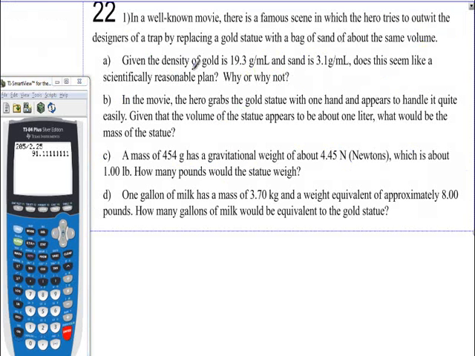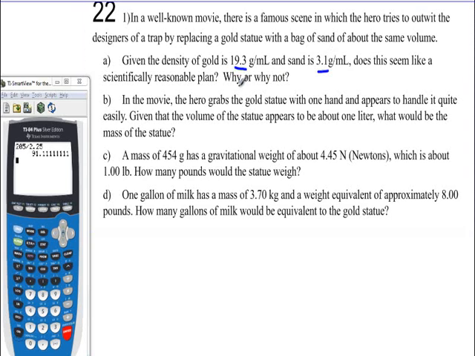22. In a well-known movie, there is a famous scene in which the hero tries to outwit the designers of a trap by using a gold statue with a bag of sand of about the same volume. Given the density is 19.3 grams per milliliter and sand is 3.1 grams per milliliter, does this seem like a scientifically reasonable plan? Why or why not?